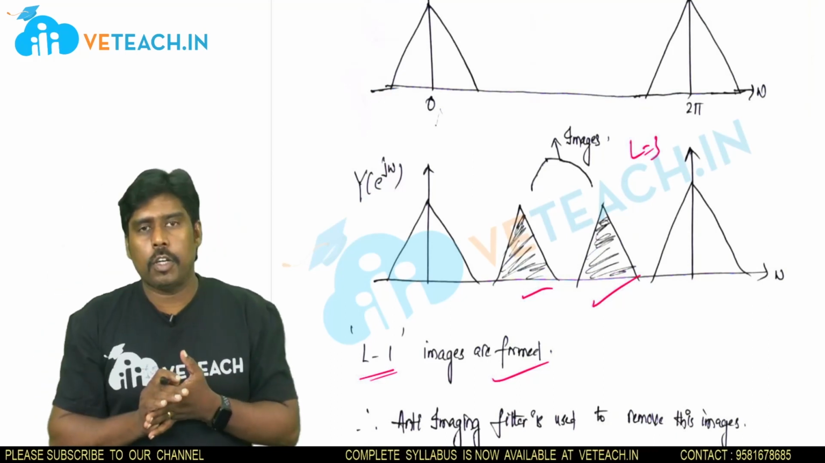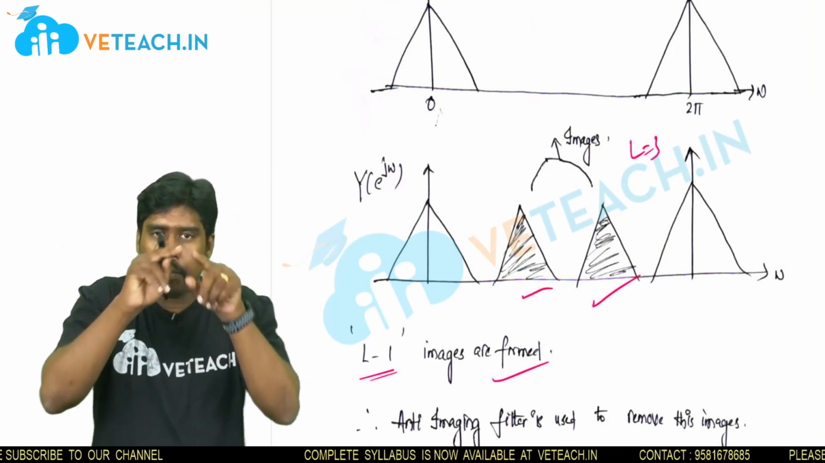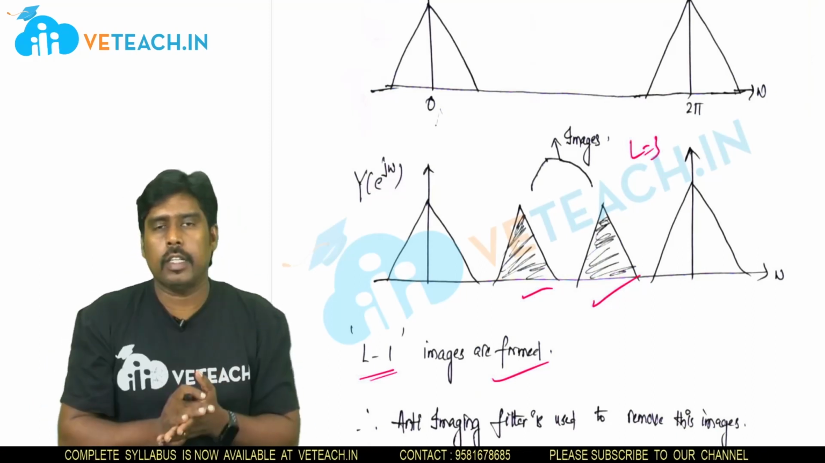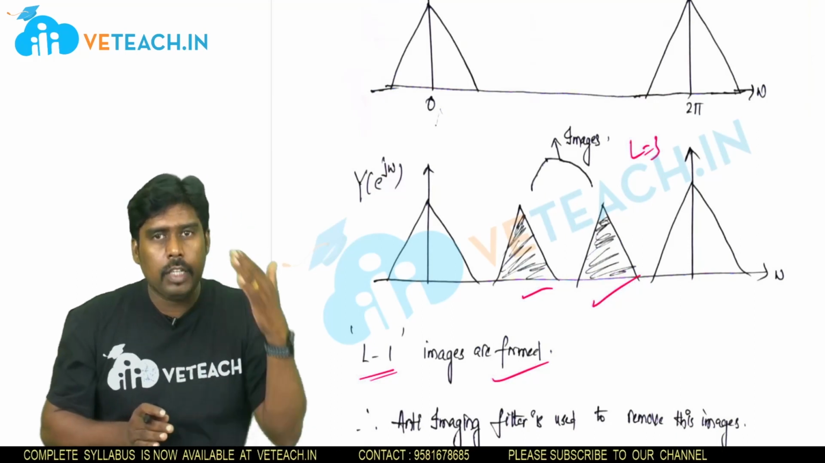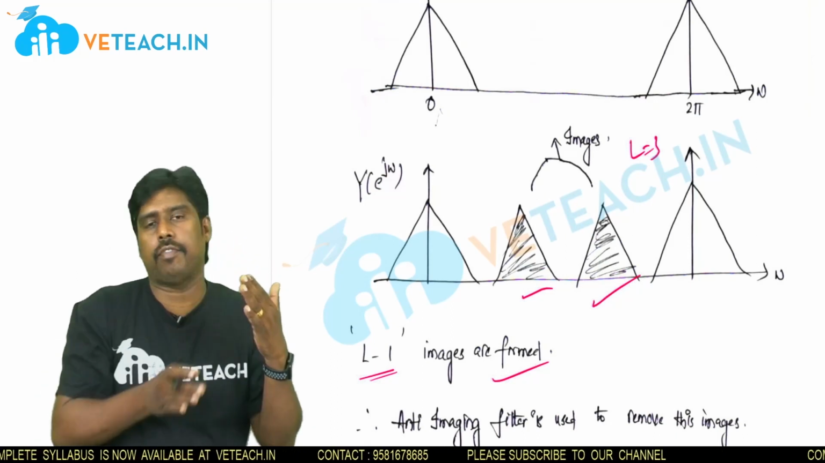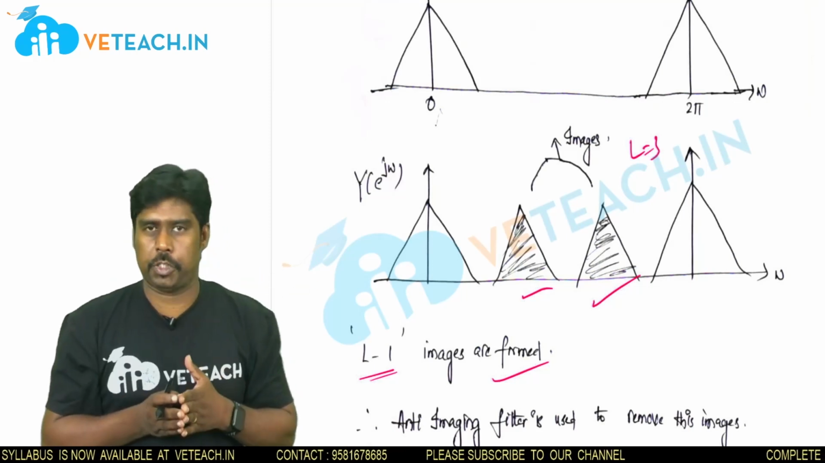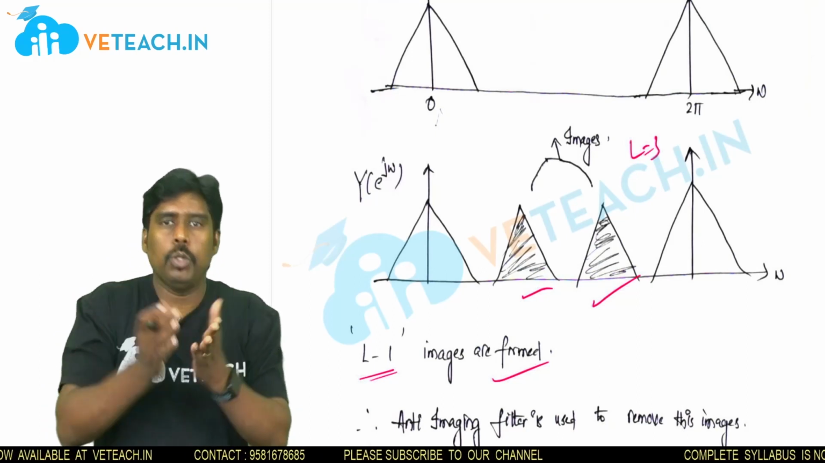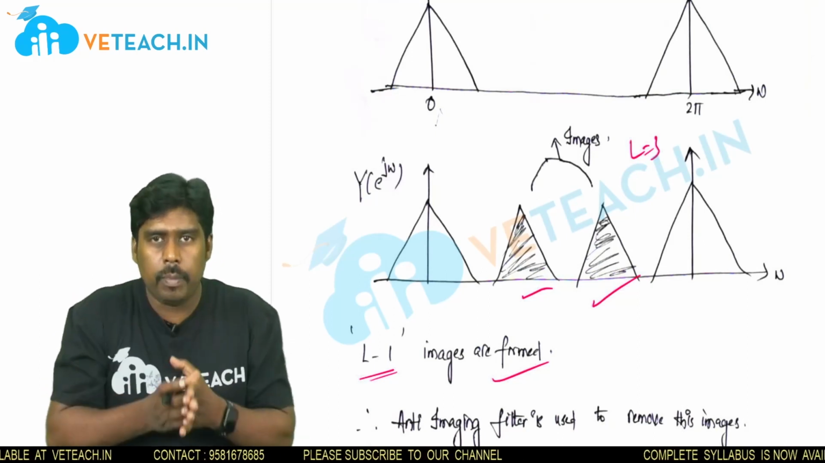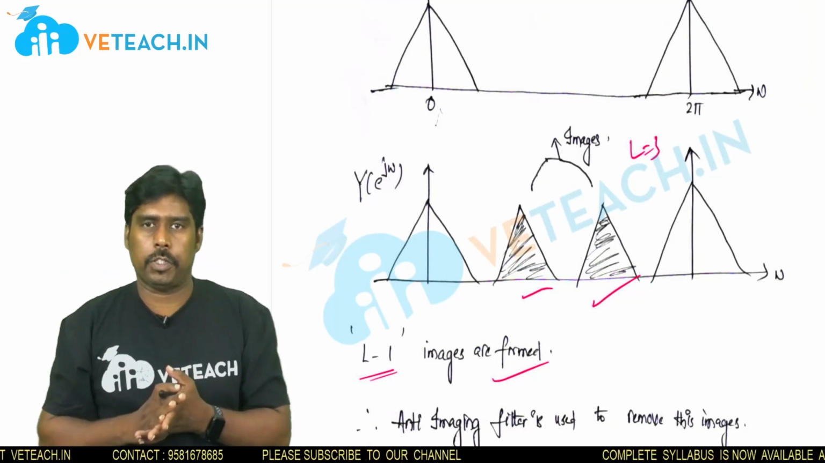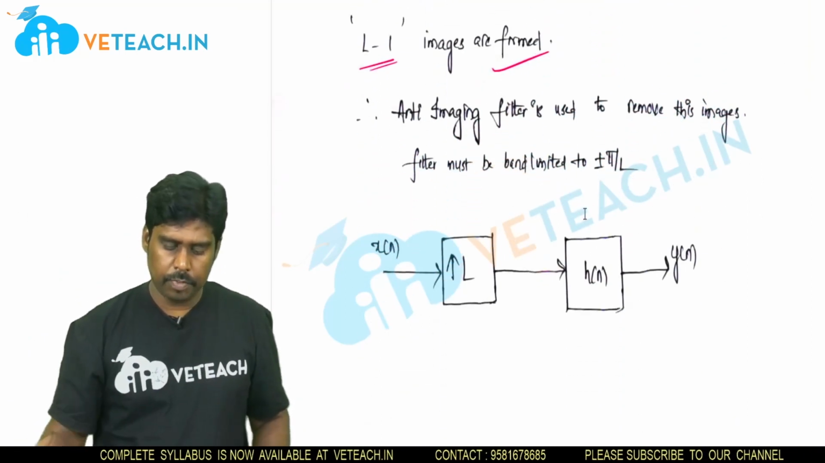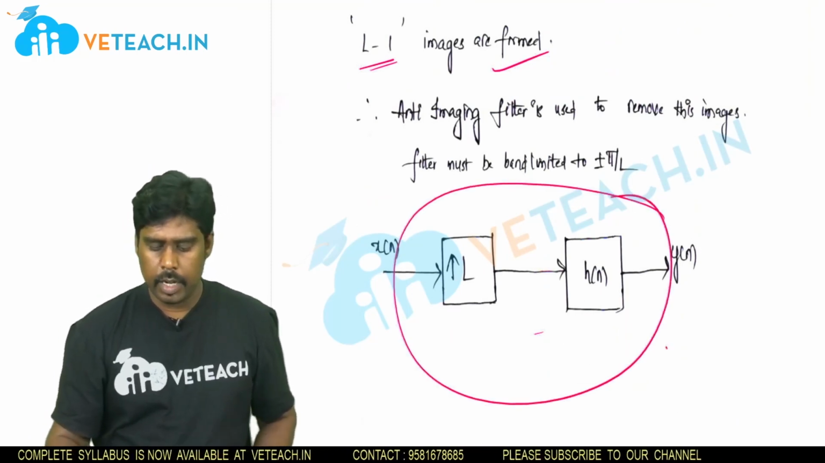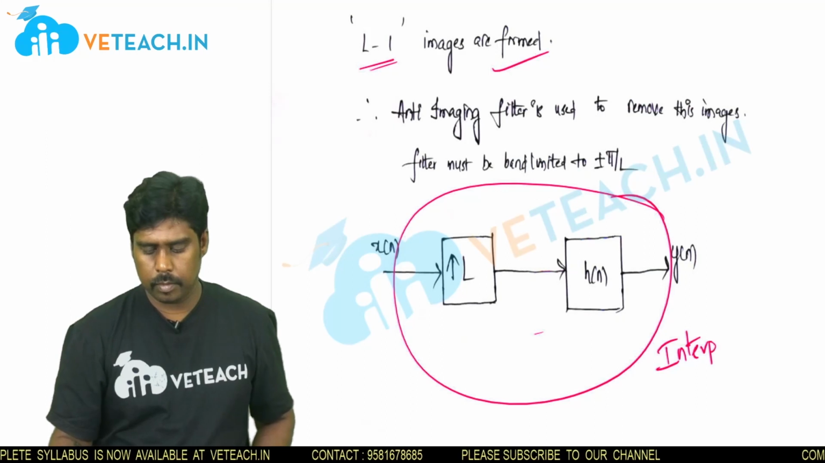In the downsampling version, you come across a problem called overlapping. To avoid that overlapping, you use a filter called an anti-aliasing filter before the downsampling operation. And here, since images are formed, you are supposed to use a filter which will remove these images after the upsampling operation. That filter is called an anti-imaging filter, and together this is called interpolation.